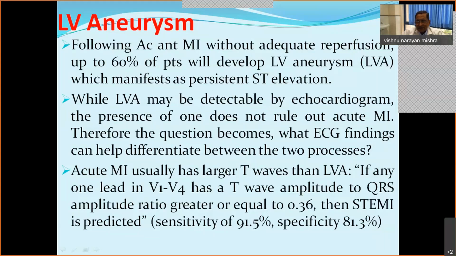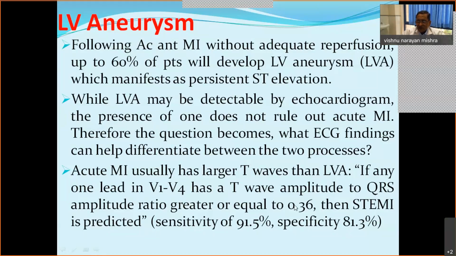So there are certain ECG suggestions which I am going to tell you right now. Acute MI usually has larger T waves than left ventricular aneurysm. This is one. So T waves, they are larger in acute MI than left ventricular aneurysm. If any one lead in V1 to V4 has a T wave amplitude to QRS amplitude ratio greater or equal to 0.36, then ST elevation MI is predicted, which has got a sensitivity of nearly 92% and a specificity of nearly 82%. So what do you mean?